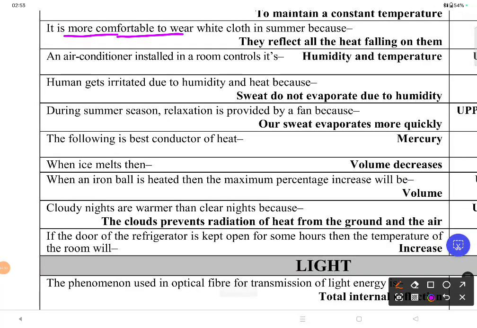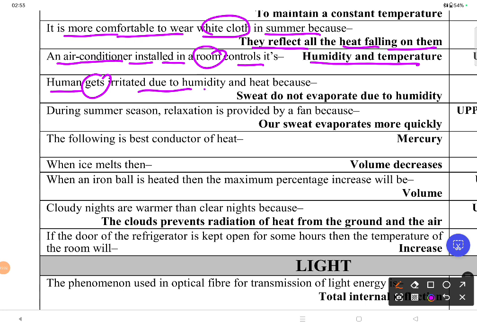It is more comfortable to wear white clothes in summer because they reflect all the heat falling on them. An air conditioner installed in a room controls its humidity and temperature. Humans get irritated due to humidity and heat because sweat does not evaporate due to humidity. During summer season, relaxation is provided by a fan because our sweat evaporates more quickly.